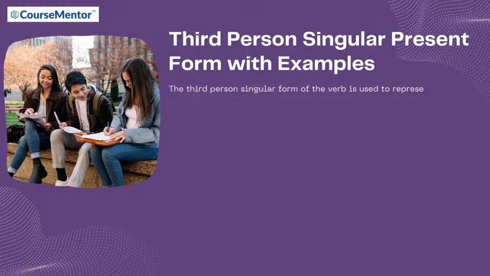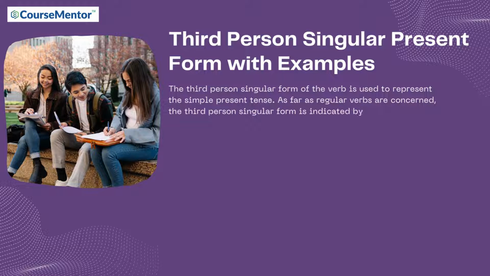Third person singular present form with examples. The third person singular form of the verb is used to represent the simple present tense. As far as regular verbs are concerned, the third person singular form is indicated by the addition of an s or es to the end of the root verb.